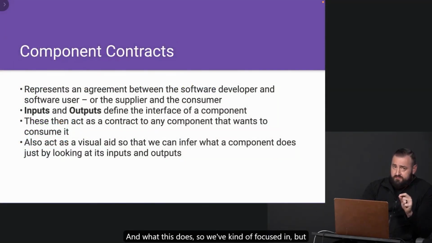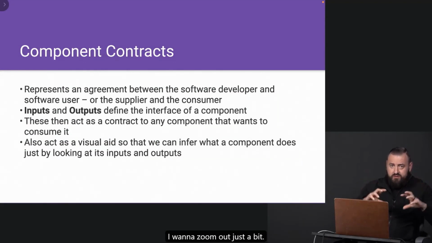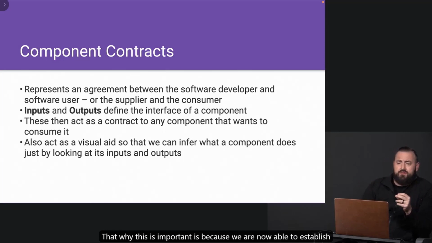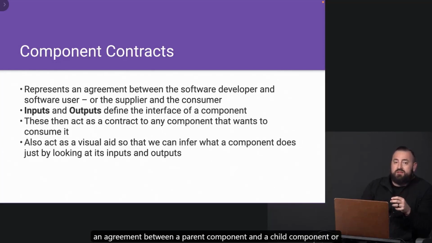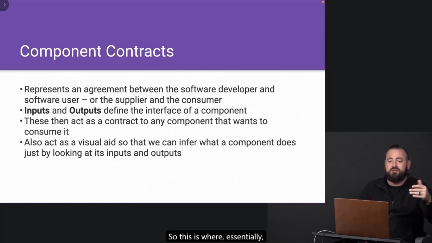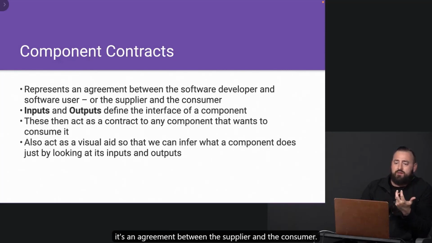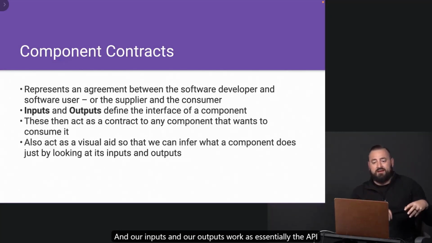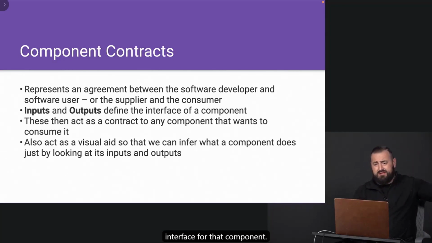And what this does, so we've kind of focused in, but I want to zoom out just a bit, why this is important is because we are now able to establish an agreement between a parent component and a child component, or between a component and anything that wants to use it. So this is, in a sense, a component contract. It's an agreement between the supplier and the consumer. And our inputs and our outputs work as essentially the API interface for that component.